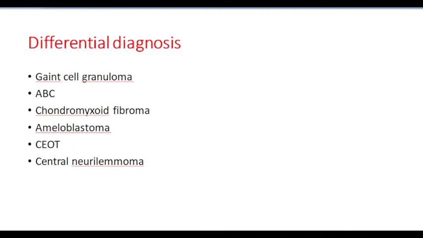Odontogenic myxomas histologically resemble giant cell granulomas, aneurysmal bone cyst, and chondromyxoid fibroma. Radiographically, odontogenic myxomas resemble ameloblastoma and calcifying epithelial odontogenic tumor. Central neurilemoma clinically can resemble odontogenic myxoma.